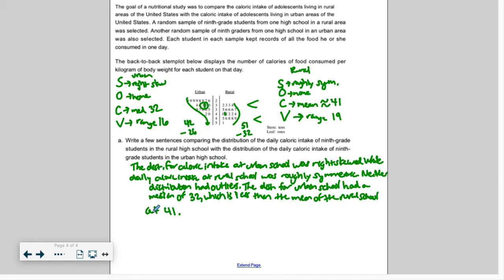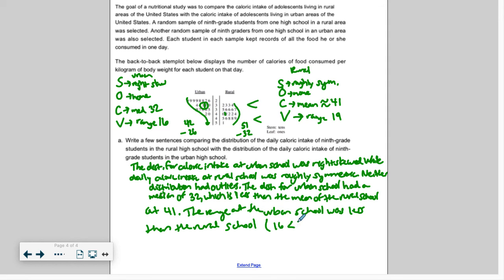the numbers in there. Talked about SOC, now let me talk about my V. So similarly, so it's less than for this. So I'm going to say the range at the urban school was less than the rural school, and then I'll just put 16 is less than 19.